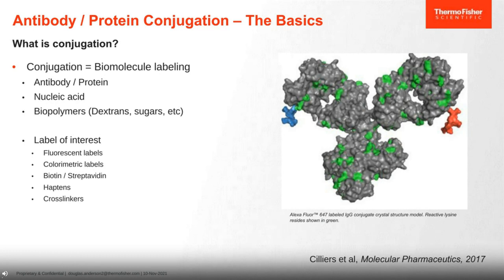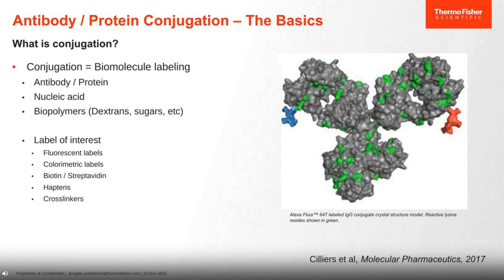And this label can be really almost anything that suits your application. It's most often a fluorescent label or perhaps a colorimetric label, but it can also be small molecules, haptens, biotin, other proteins, or crosslinkers. Really the sky's the limit as far as what you want, but everything we call conjugation shares in common some kind of labeling of a biomolecule that you're going to be using in some kind of downstream application for an experiment.